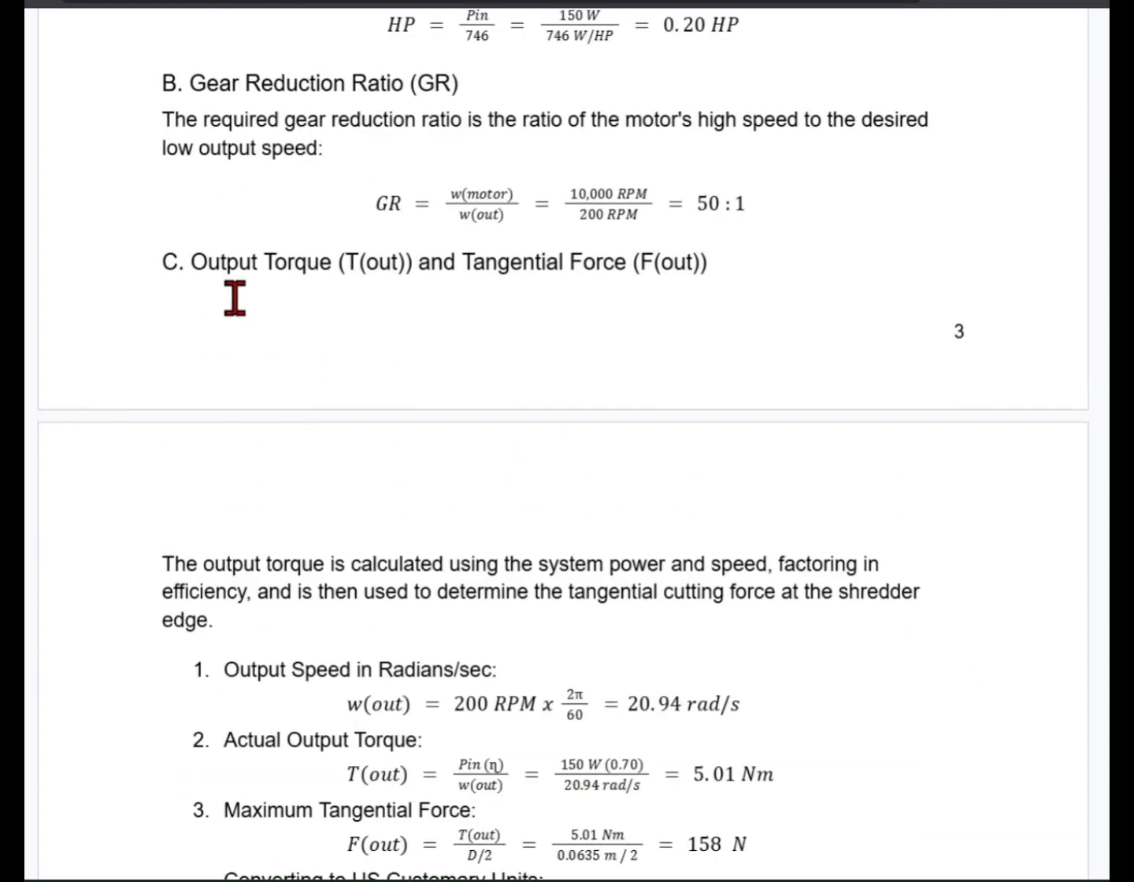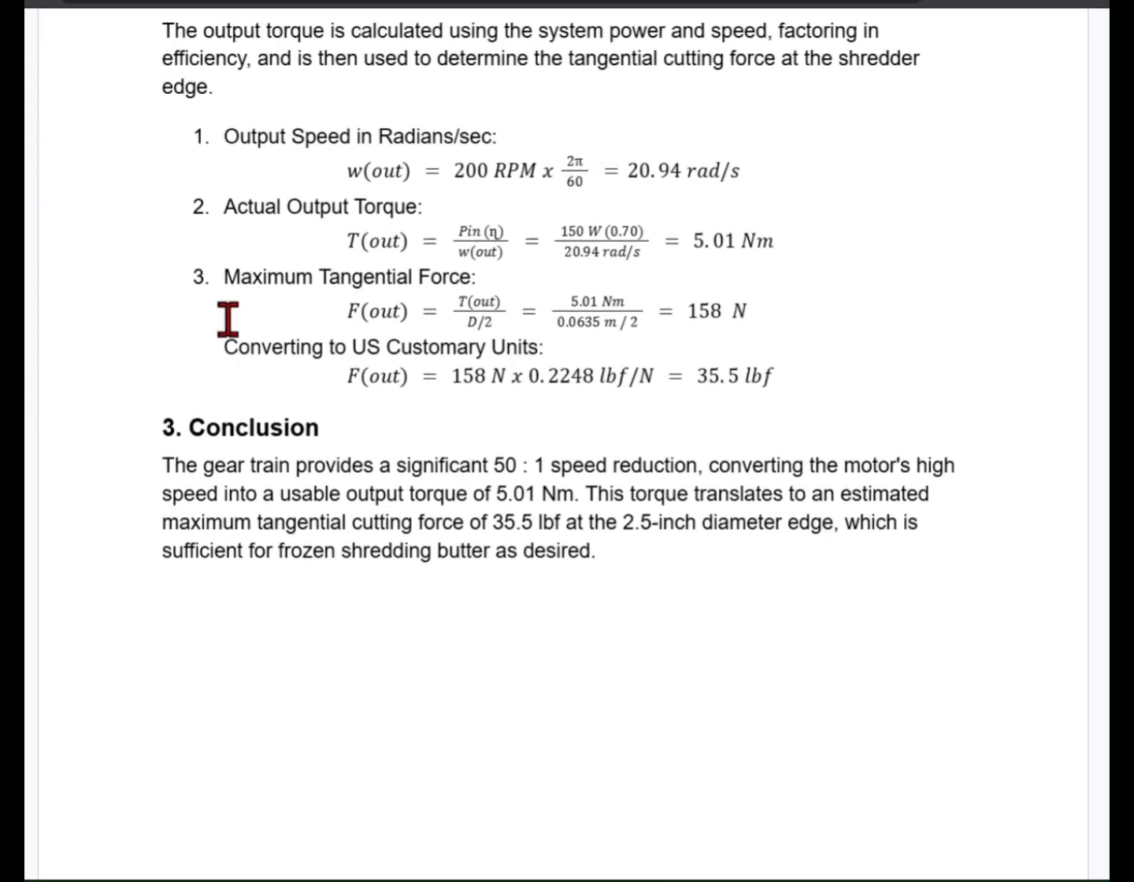So using our numbers to calculate the torque output, but also that tangential force, which is what we're looking for here. First, we do some unit conversion for our angular velocity out of that gearbox. So 200 RPM to radians per second is 20.94. Then we take that torque output. We take our power input times that loss in efficiency, that 0.7, and then our work output of that gearbox, and get a 5.01 Newton meter torque.